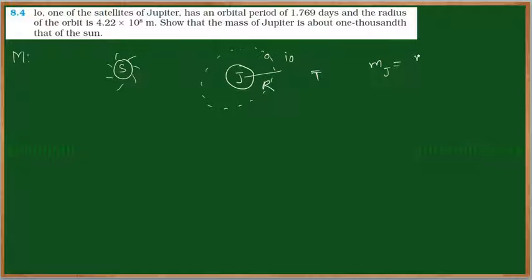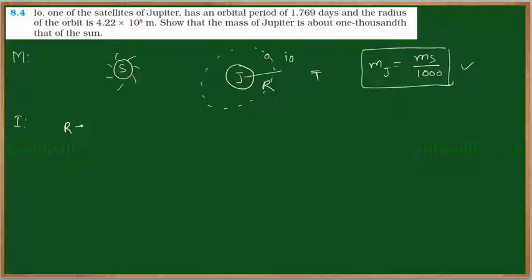Mj is equal to Ms by 1000. The mass of Jupiter is a 1000th part of the mass of the Sun. This thing we need to prove. That is our motive. Now come to the investigation part.